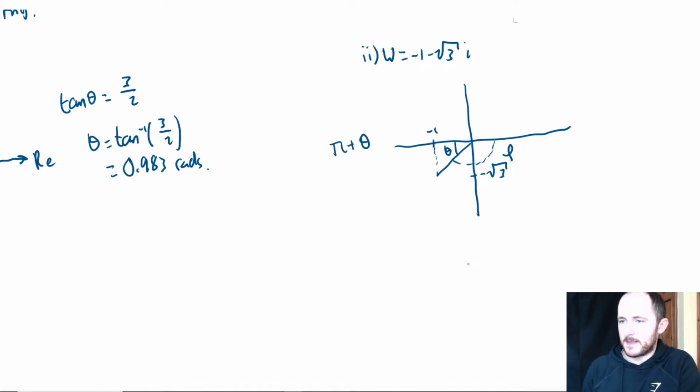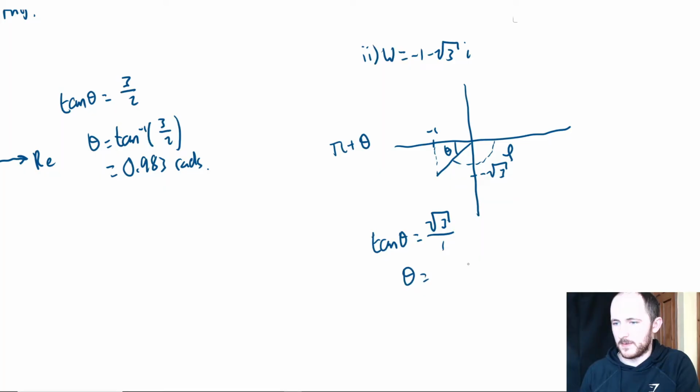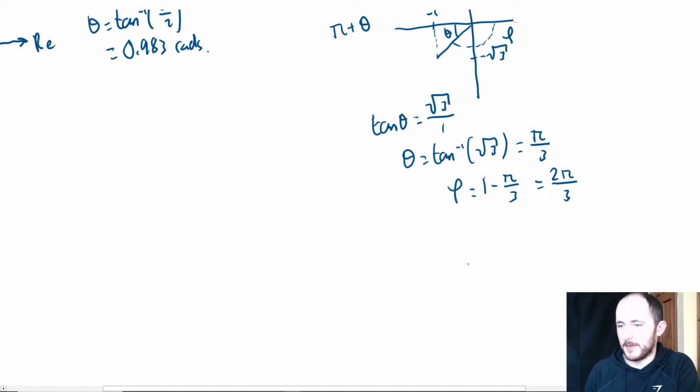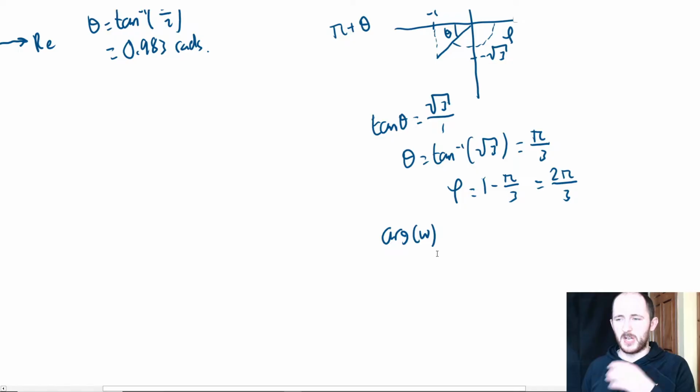So once again we have tan theta equals root 3 over 1, because it's opposite over adjacent. So theta is equal to the inverse tan of root 3, which gives me an answer of pi over 3. That should be a value you vaguely remember. So doing pi minus pi over 3 for phi gives me 2 pi over 3. So the argument, the arg of w, it should also be noted that sometimes, notation-wise, they don't put the w in a bracket, which I think is a bit confusing.